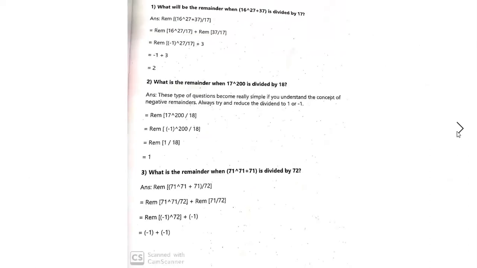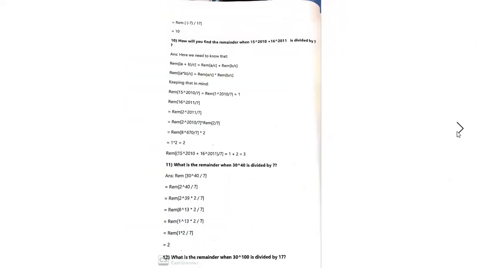2 4s are 8, 2 3s are 6, 2 7s are 14, and I am left with just 1 4. 4 raised to power 1. So 16 divided by 17, it would be again minus 1. So 4 into minus 1 is minus 4. But remainder cannot be negative. So minus 4 plus 17, remainder would be 13. Because if we are getting remainder negative, we will simply add the number by which we are dividing. So answer would be 13. Yes.